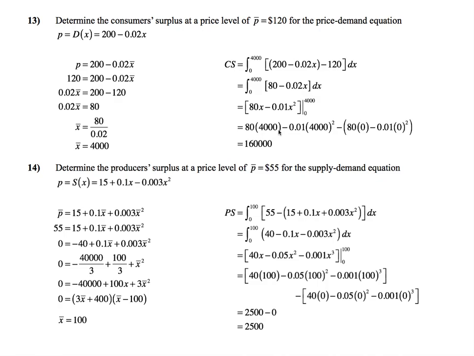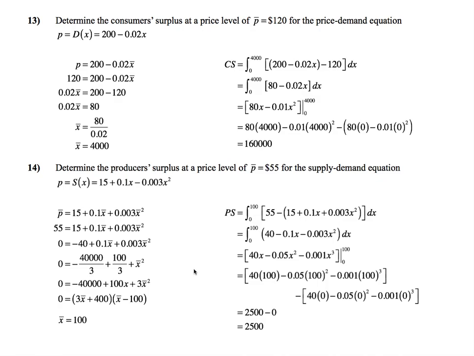In this case, and in the case of the question on the final, the second term, the antiderivative evaluated at the lower limit, is just going to be 0, because that lower limit is always going to be 0 for these questions. So this is just going to be 0. And so this is 160,000 minus 0. So that's your final answer for number 13. That is the consumer surplus at an equilibrium price of $120.